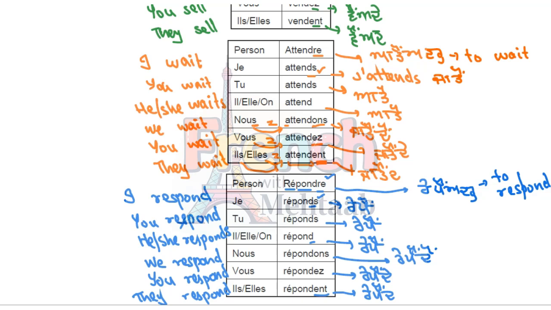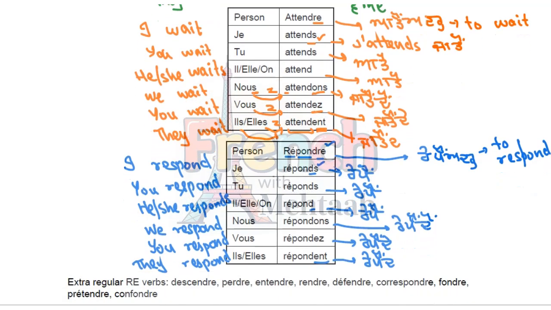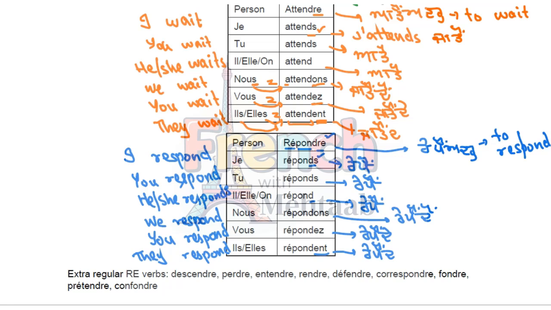Now I'm going to give you some other examples, extra regular RE ending verbs. You can take the example of these verbs and try conjugating them with je, tu, il, elle, on, nous, vous, and ils, elles, plural. So in this manner, you would be able to practice the verb by yourself. First of all, I would let you know the meaning of all these verbs. So the first example is descendre.